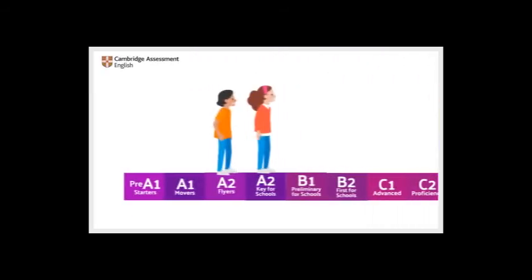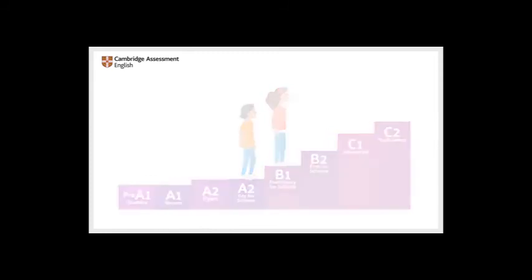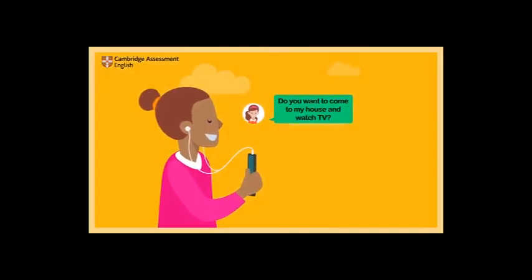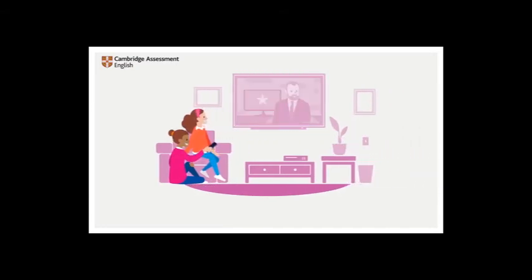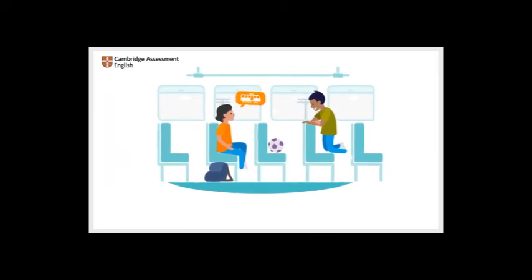B1 Preliminary and B1 Preliminary for Schools is an intermediate level qualification that shows students have mastered the basics of English. At B1 Preliminary for Schools level, learners will improve their fluency and be able to watch TV in English. They will be able to agree or disagree and discuss alternative plans with their friends.